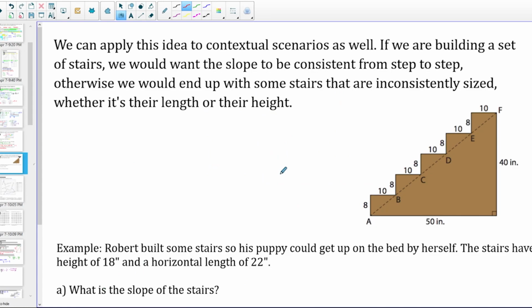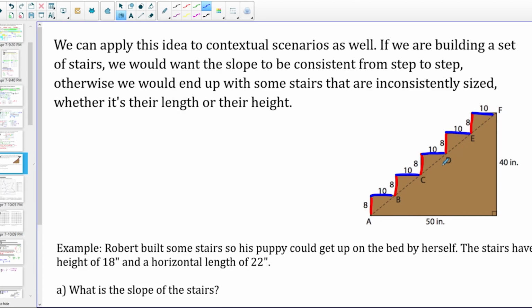Now in a more contextual situation, we can apply that to maybe something such as stairs. Now we can see in this case that the rise for each step is going to be 8 inches, and then the run is going to be 10 inches. Now what does this mean for us? Well, it just means that all of your steps are going to be consistently sized.